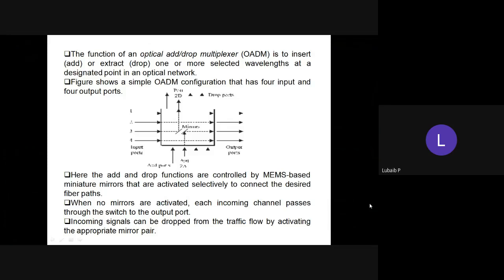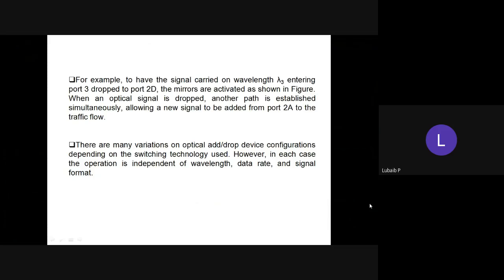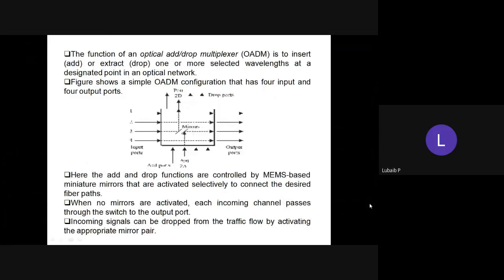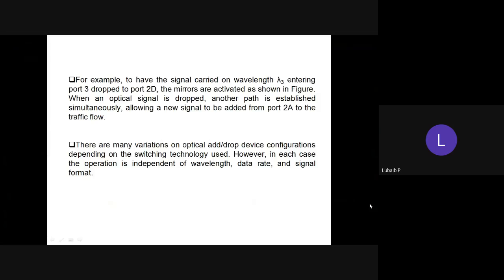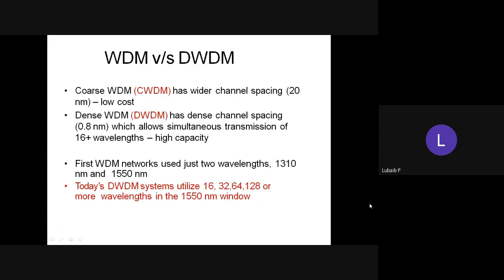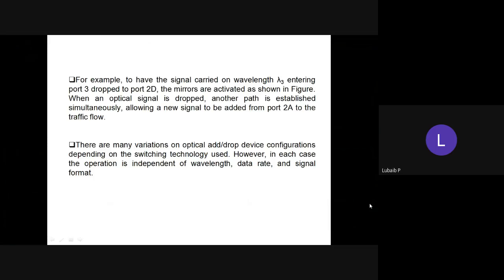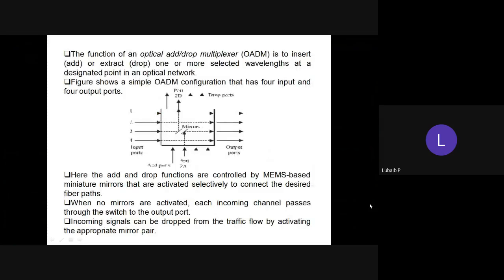For example, take the signal carried on wavelength lambda 3 entering port 3. You can see in the figure that there is a port 3. Let us take that the lambda 3 wavelength is fed into port 3. This lambda 3 entering port 3 is dropped to port 2D. By reflecting from that mirror, the wavelength lambda 3 is reflected through port 2D. It is not fed to the output ports. That signal is dropped here.